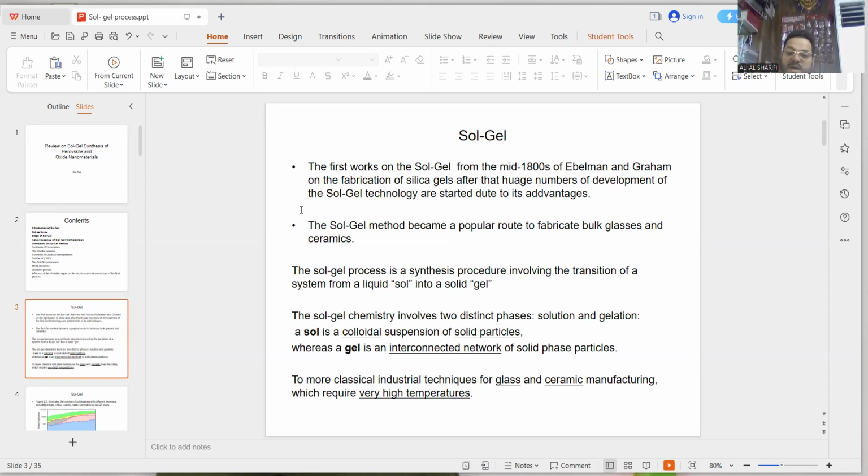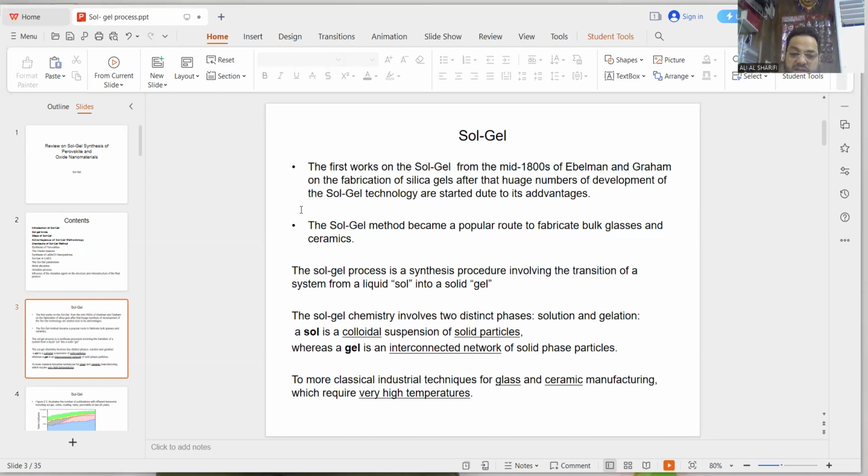The sol gel method became a popular route to fabricate bulk glasses and ceramics. Actually, I used it to produce bulk ceramic. The sol gel process is a scientific procedure involving a transition, as from its name, sol gel. We have two different steps. First one is solution, after that, gelation: a system going from a liquid sol into a solid gel. Actually, gel is not just a solid, it's liquid and solid together. We will study that in the next slides.